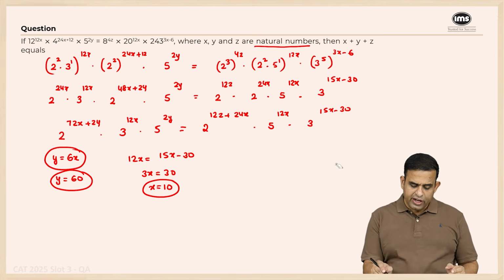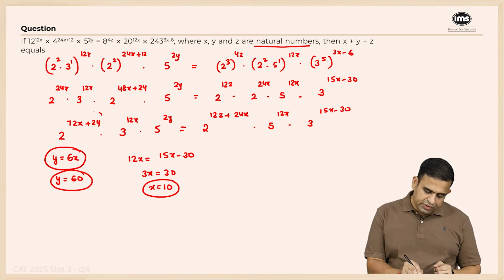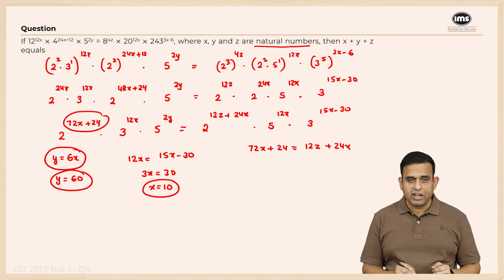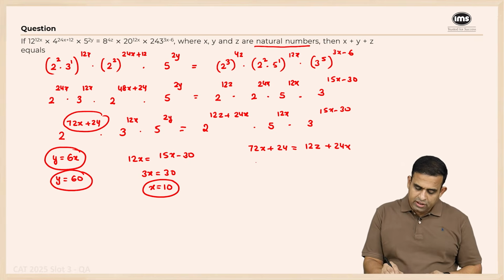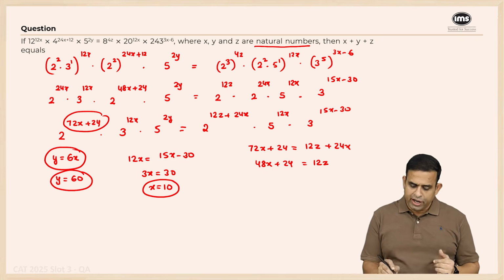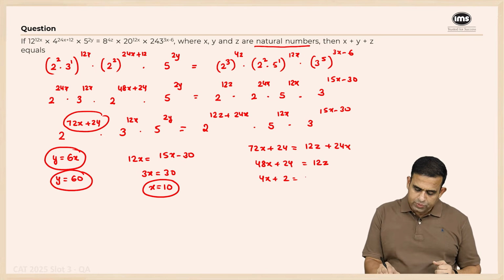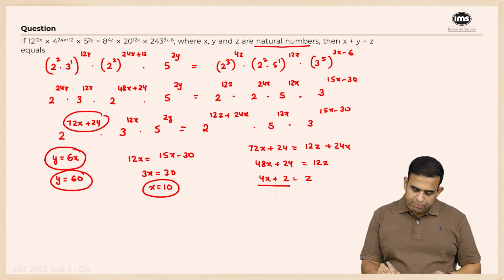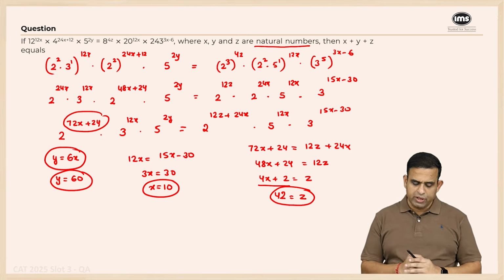And lastly, if I do a comparison of the powers of 2, 72x plus 24 is equal to 12z plus 24x. Let's bring the 24x to the left hand side. I get 48x plus 24 is 12z. Divide by 12: 4x plus 2 is equal to z. If you put x equal to 10, this simply becomes 42. So we got z equal to 42, y equal to 60, x equal to 10.